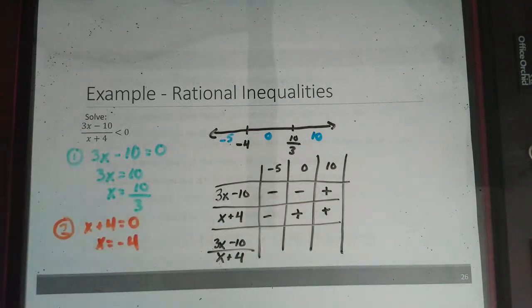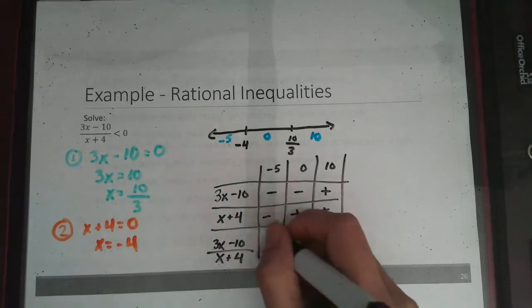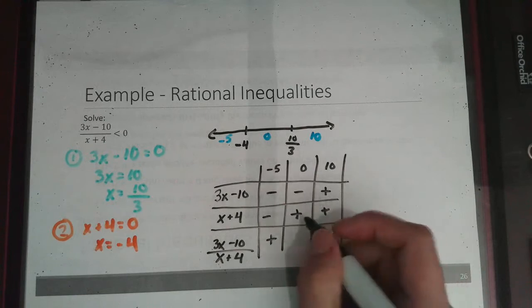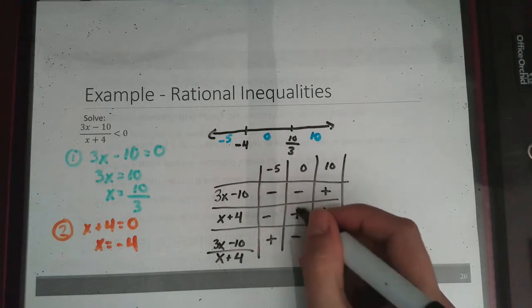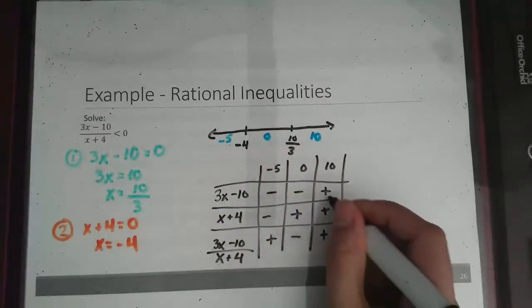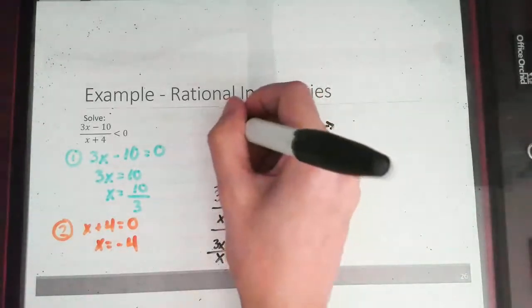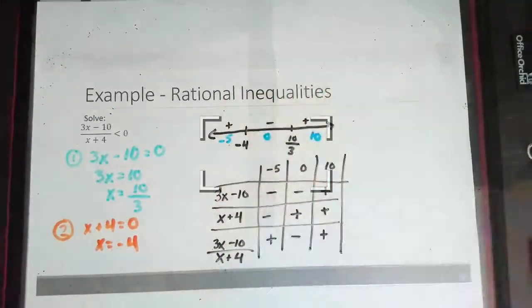And now we're going to use that idea that if they're the same sign, then the entire fraction is positive. If they're opposite signs, then the entire fraction is negative. So the entire fraction will be positive because we have a negative over a negative, then negative because they're different, and then positive because they're both positive. So that means my number line will go positive, negative, positive.